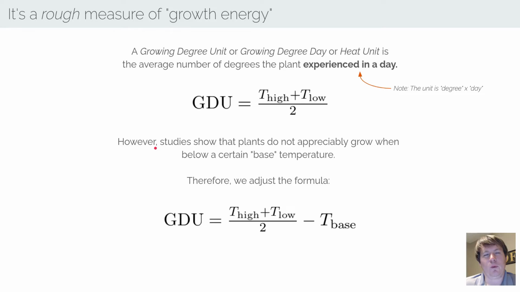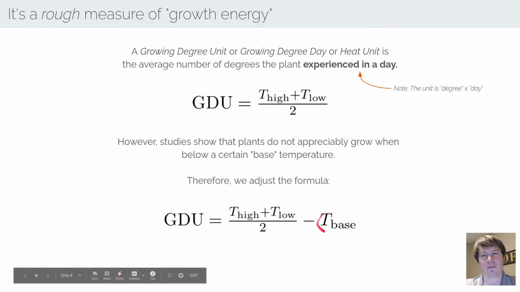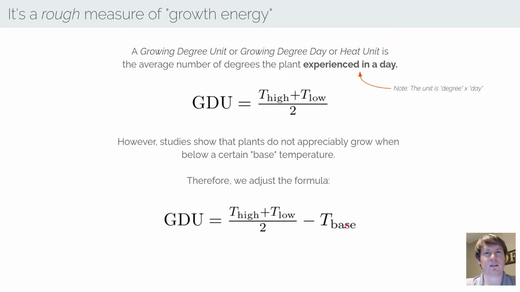But when people really looked at this, they noticed that when the temperature is below a certain value, the plant doesn't appreciably grow. So there's a minimum. You have to have a certain base temperature or more to accumulate growth. And so we can adjust our formula to account for that by subtracting off that base temperature, which is usually taken to be 50 degrees Fahrenheit for corn, from the average temperature. That tells you how many growing degree days above your base temperature that the plant received in that day.